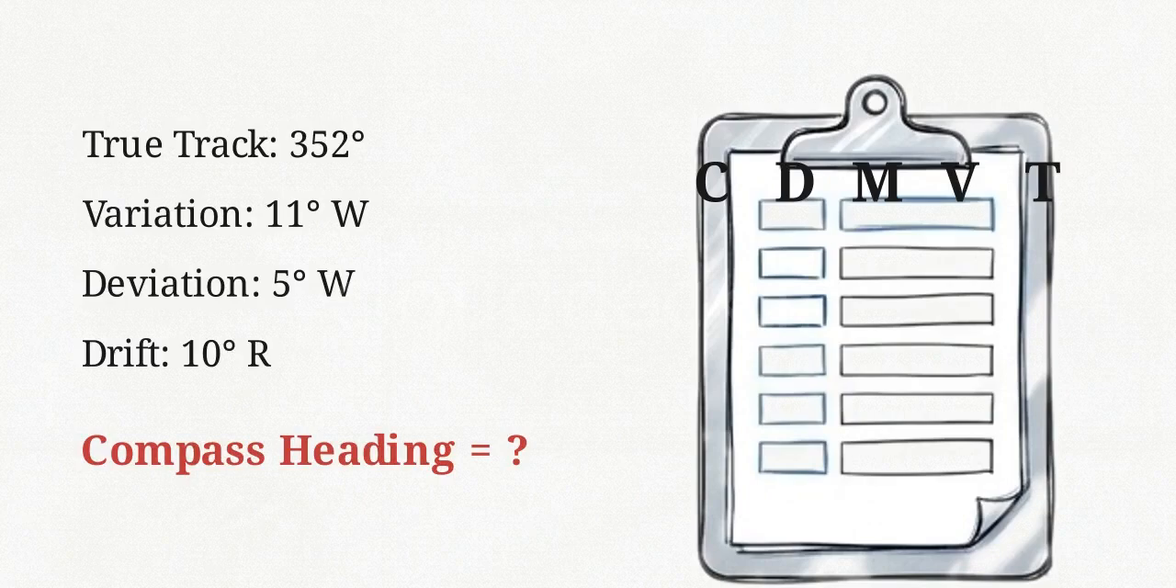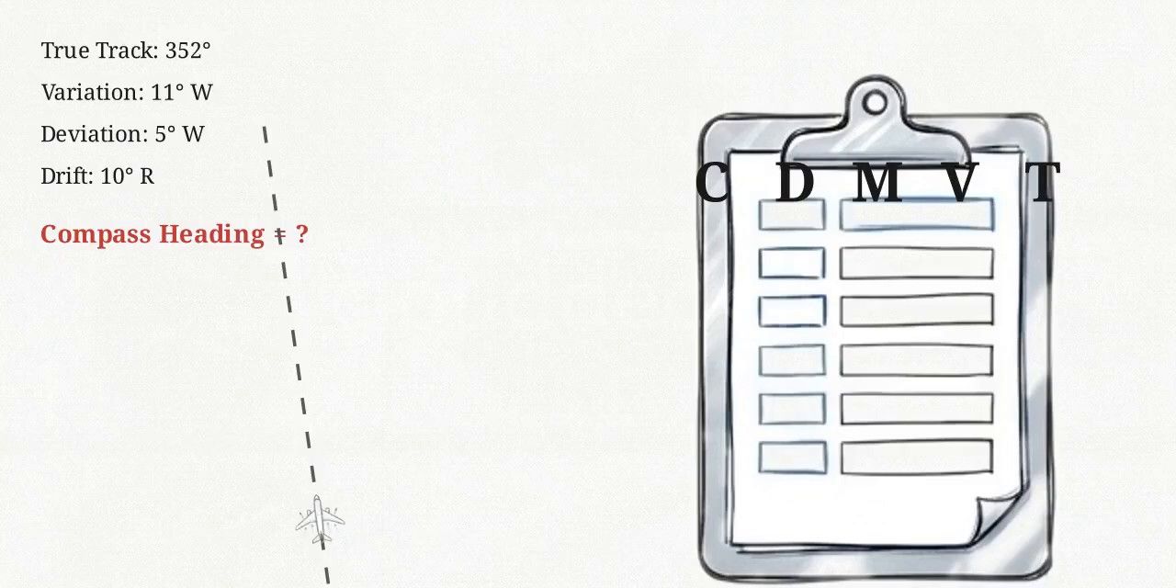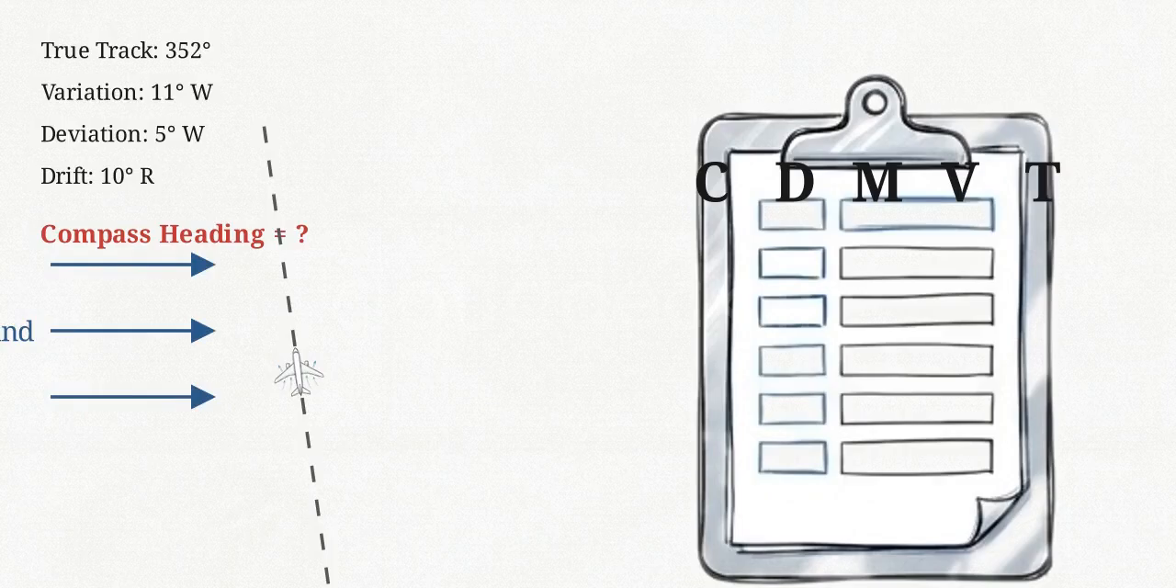First, we find the true heading. A 10-degree right drift means the wind is blowing from the left, pushing the nose right of the track. To stay on track, we point the nose 10 degrees left into the wind. 352 minus 10 gives us a true heading of 342 degrees.